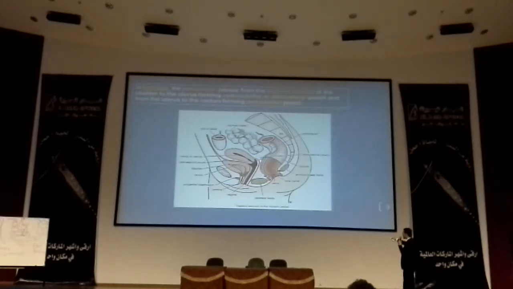So there is also another pouch. In female there are 2 pouches, but in male there is 1 pouch. In female there are 2 pouches, the anterior one is the uterovesical pouch.